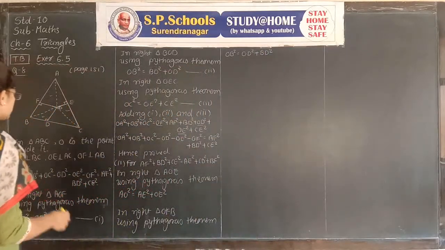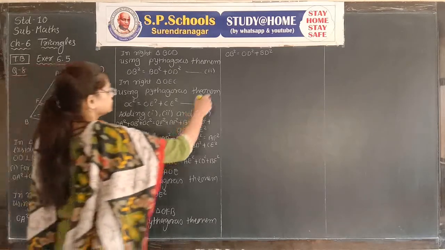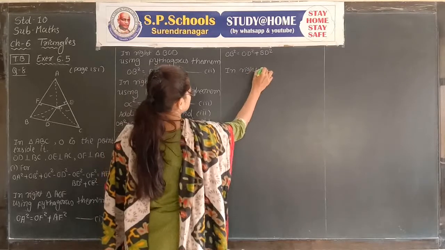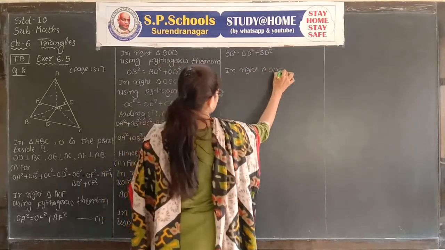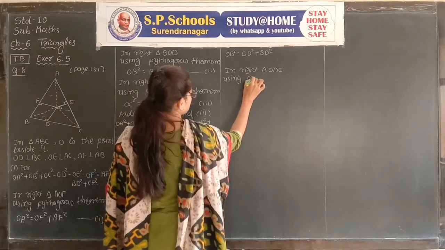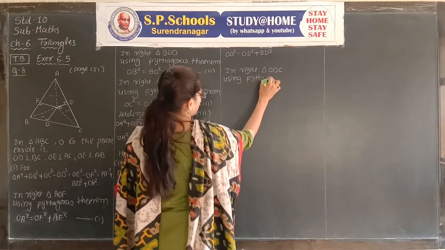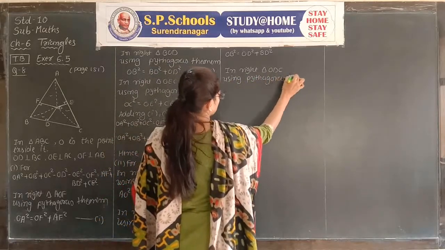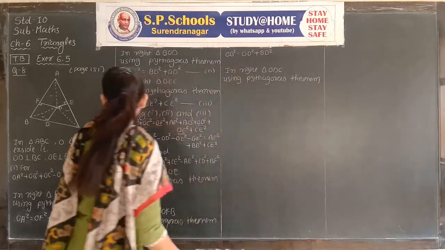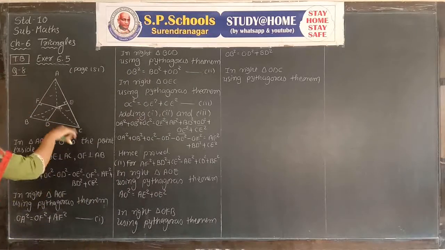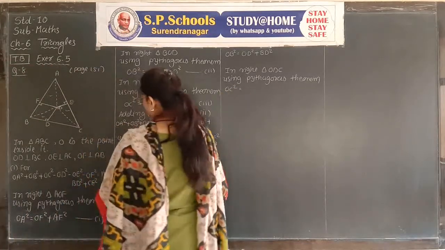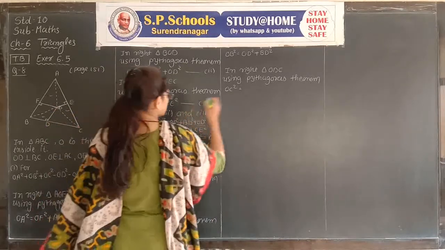And the next is ODC. In right triangle ODC, using Pythagoras theorem. In ODC, the hypotenuse is OC. The square of OC is equal to OD square plus CD square.